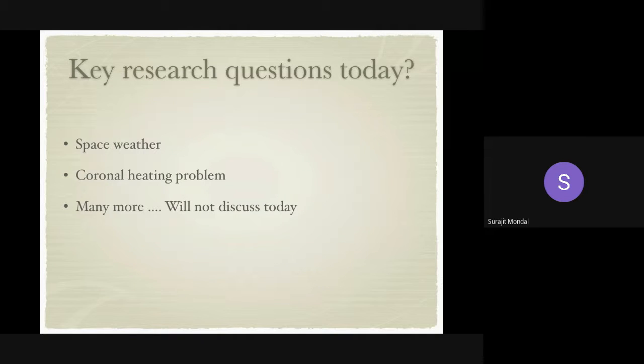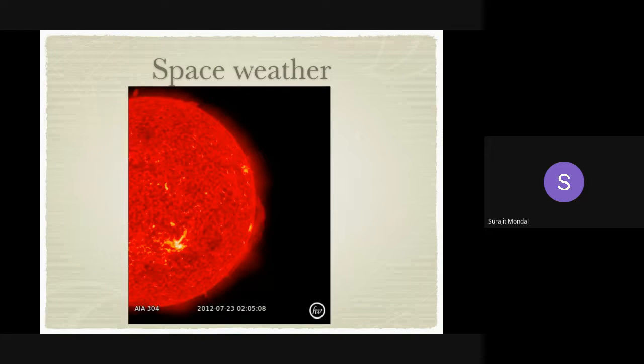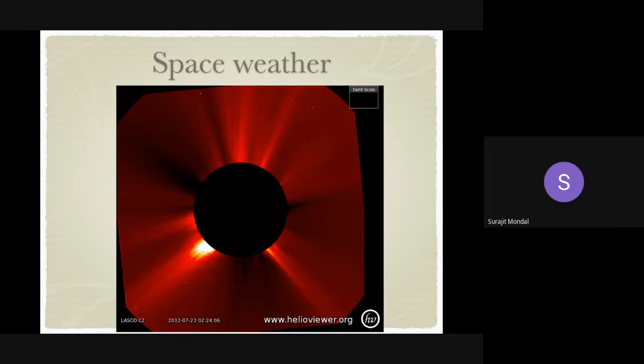So one is something called the space weather, and second is the coronal heating problem. There are of course many more, but I will not have the time to discuss them today. So I mentioned earlier that during coronal mass ejections, plasma is ejected out. You saw here that the plasma has been ejected out from the corona. You can also see something here.